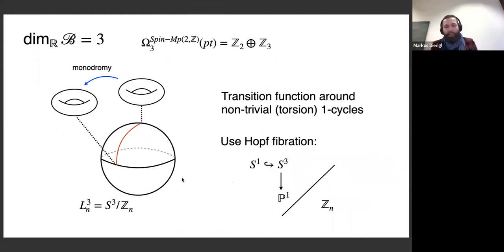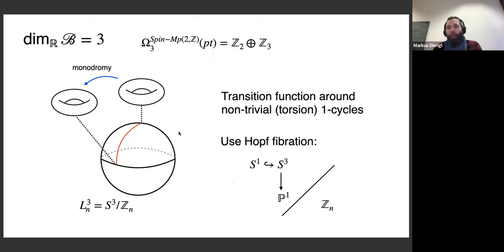So let's go to the next example where the base is 3-dimensional. Again, the bordism group will not be trivial. It will be a little bit smaller. It's just a Z2 and a Z3 factor. And once more, we can ask what the generators are. It turns out the generators, from the type 2B perspective, are given by 3-dimensional lens spaces. Those are the quotients of spheres by a Zn rotational group.